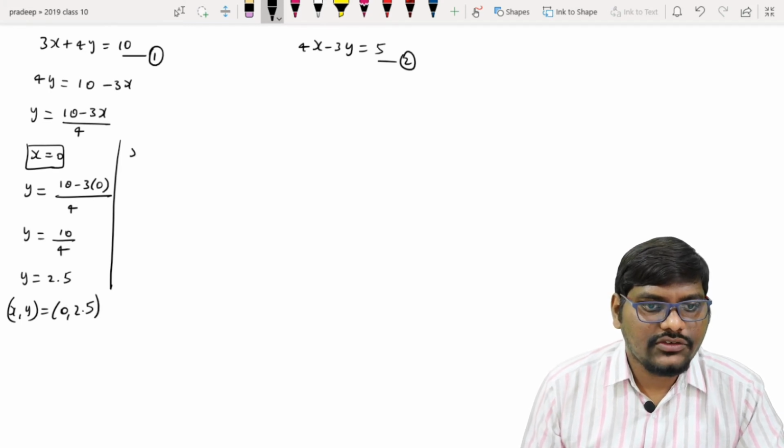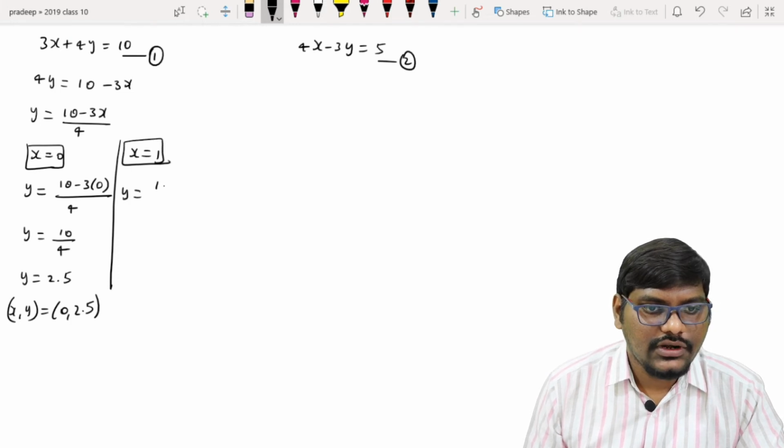So let's take x equal to 1. Let's see what we get here. y equal to 10 minus 3, in the place of x I am taking 1.